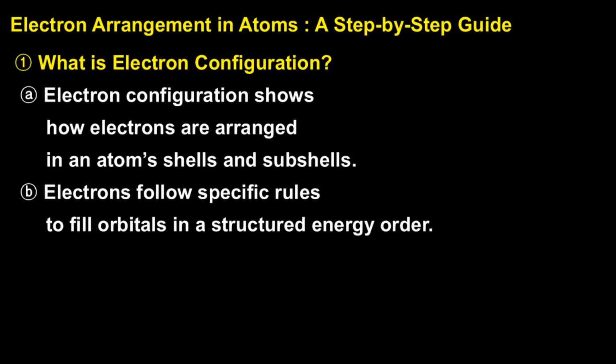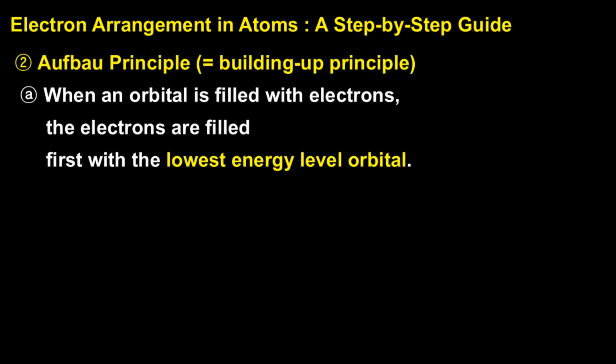First, let's talk about what electron configuration actually means. At its core, it's all about how electrons are arranged in an atom's shells and subshells. You can think of these as orbitals, regions where electrons are most likely to be found. Now, electrons do move, but they're not just randomly scattered around the atom. They follow a specific set of rules that determine where they can exist and how they're distributed based on energy. So electron configuration isn't just a list, it's a map of where electrons are allowed to be and how they're organized inside the atom.